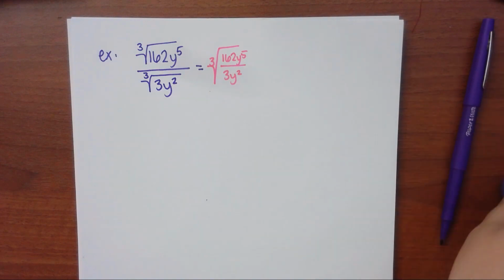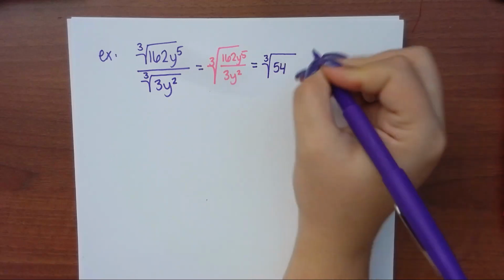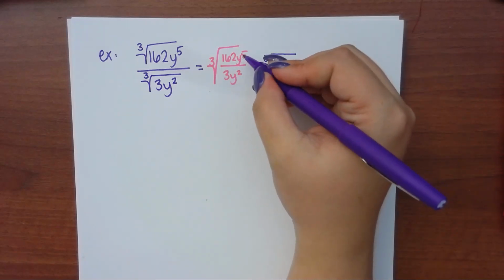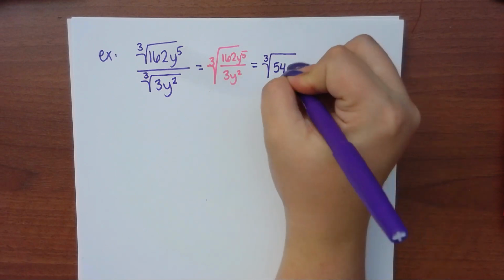162 divided by 3 is 54. Y to the fifth divided by y to the second. We subtract the exponents. 5 minus 2 is y to the third.